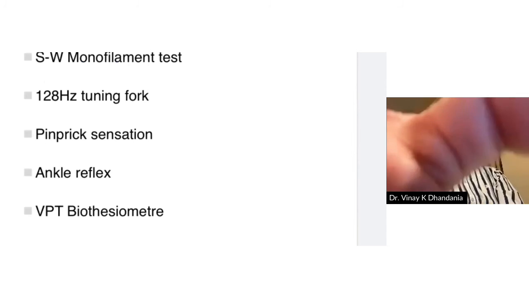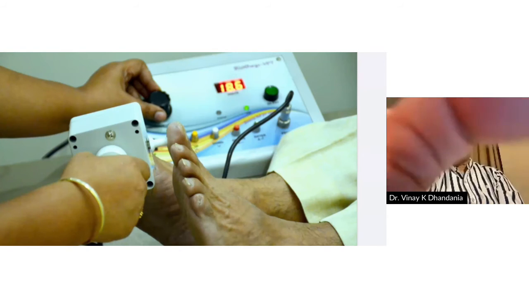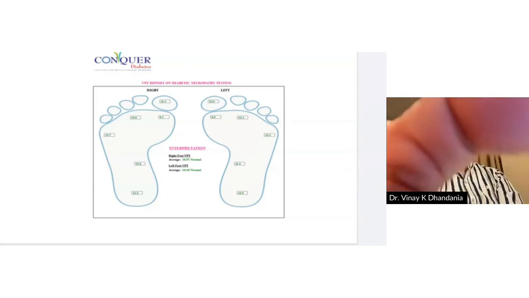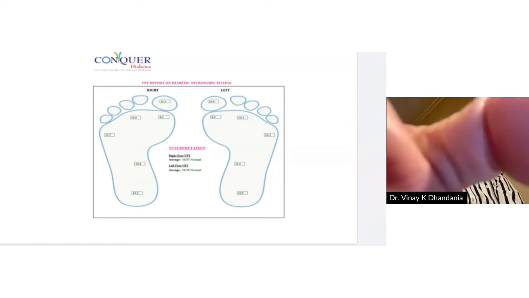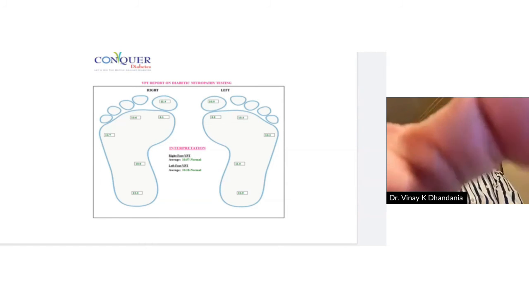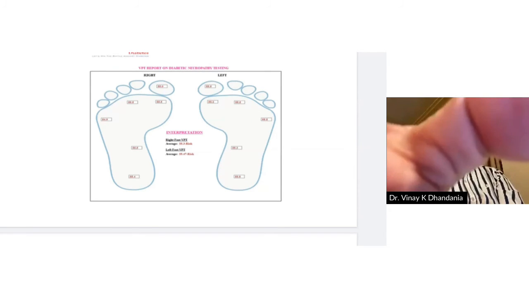We have a biothesiometer in our clinic that can be used, and you can give them a report. These are the normal values, and for the right and the left foot, these are very simple. Only do it in patients who have a lot of symptoms and who have chronic diabetes. There you can use it. Otherwise, you need not do it in all your patients. They don't spend a lot of time in your clinic.